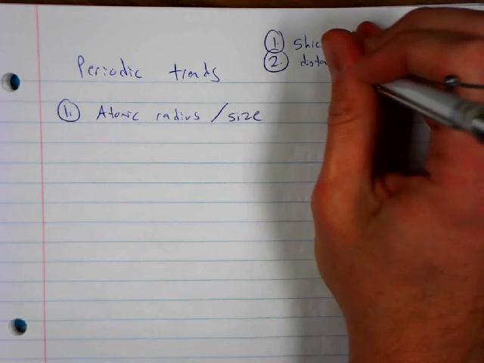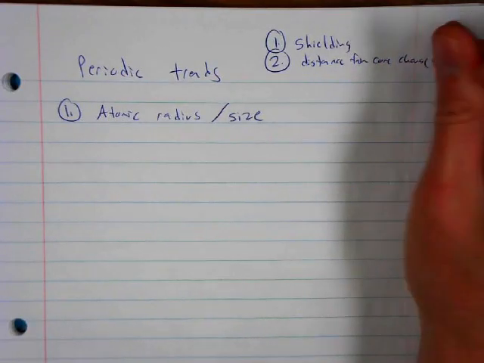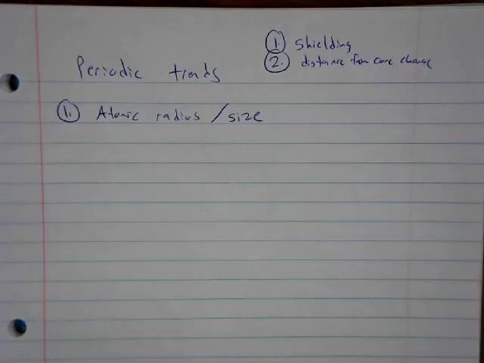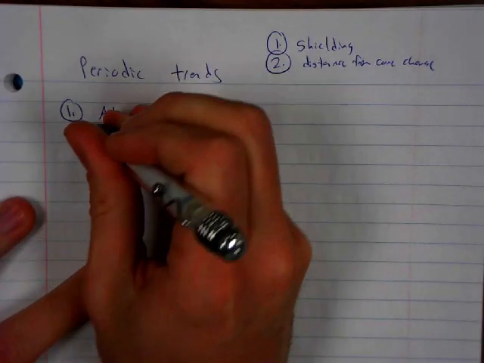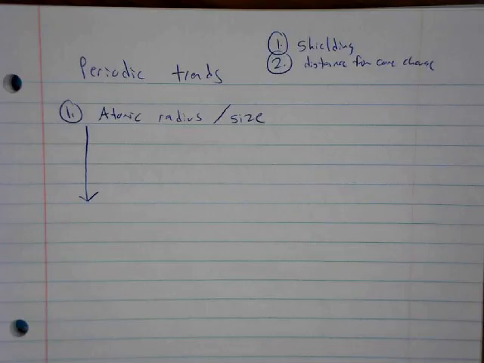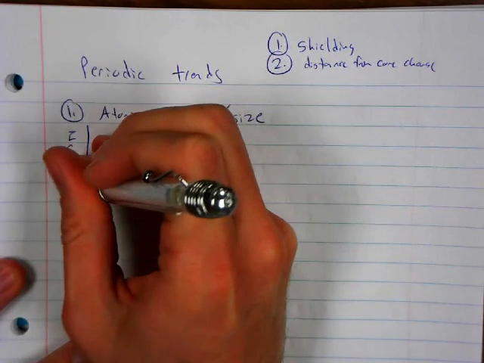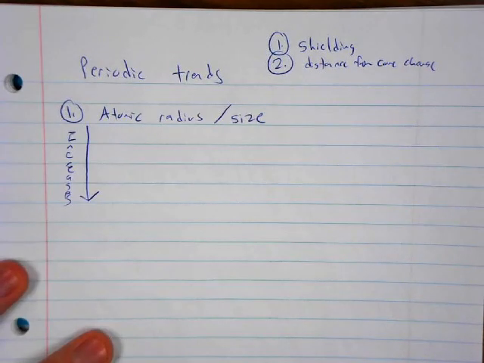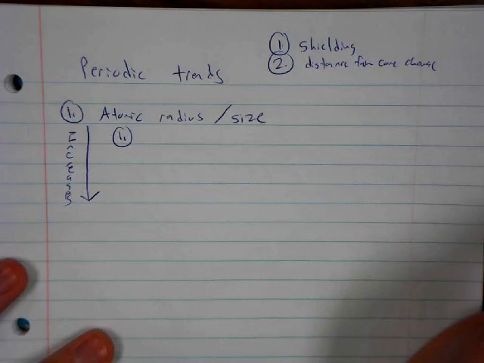What is the other thing that affects periodic trends? It's the core charge, right? Or the distance from the core charge. So let's just say the distance from core charge, or we could just say core charge. Those are the 2 main things. So atomic radius or size, as I am going down a group, does what? It increases.